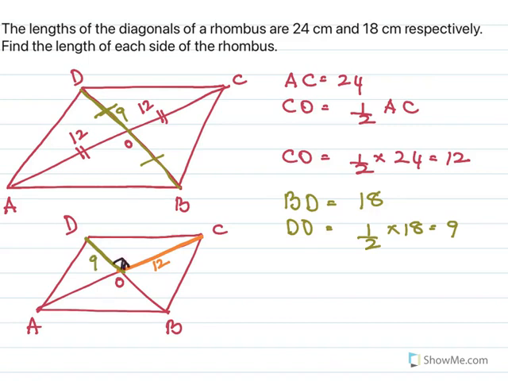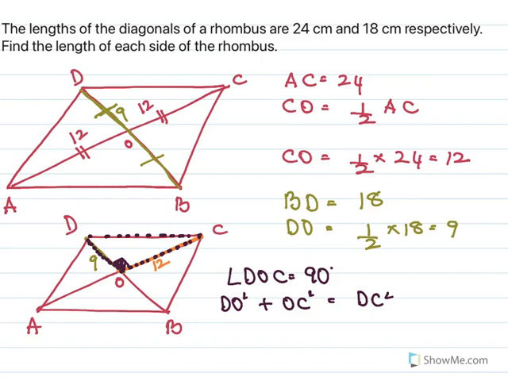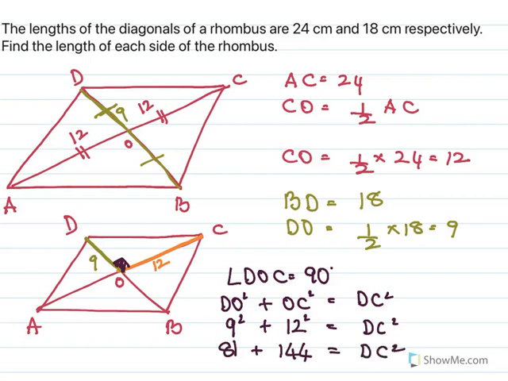Here was 90 degrees. That's a property of the rhombus. Angle DOC equal to 90 degrees, the property of the rhombus. So by using Pythagoras, DO square plus OC square equal to DC square. Let me write that again. So we have here OC square plus OD square equal to DC square, which means 9 square plus 12 square equal to DC square. 81 plus 144 equal to DC square.